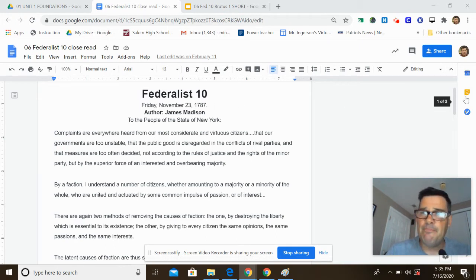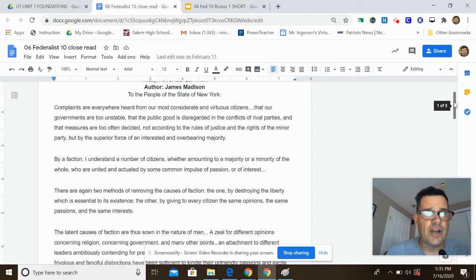All right, so Madison starts. Complaints are heard everywhere from our most considerate and virtuous citizens that our governments are too unstable. Hey, looking at you, Rhode Island. That the public good is disregarded in the conflicts of rival parties. Sounds like partisanship was an issue. We don't have that problem in our age, do we? And that measures are too often decided not according to the rules of justice and the right of the minor party, but by the superior force of an interested and overbearing majority.